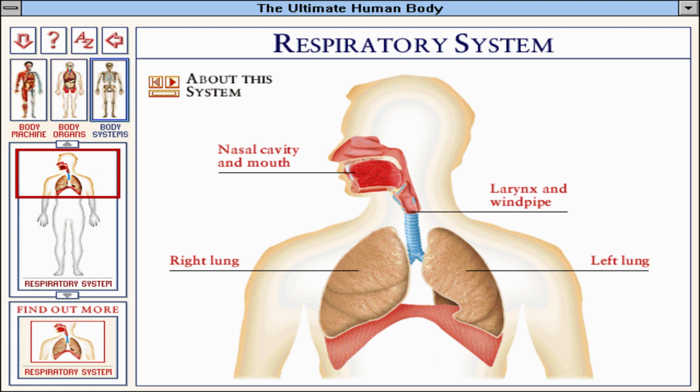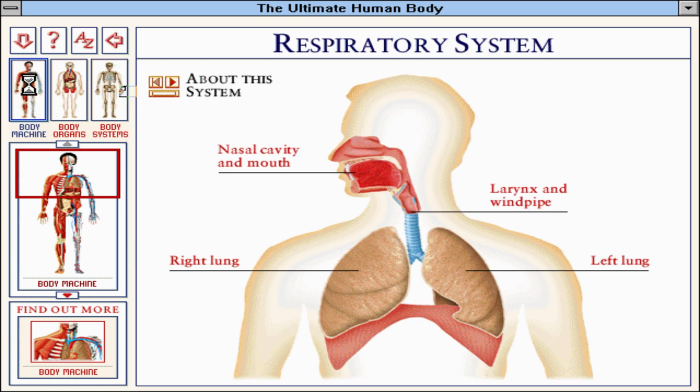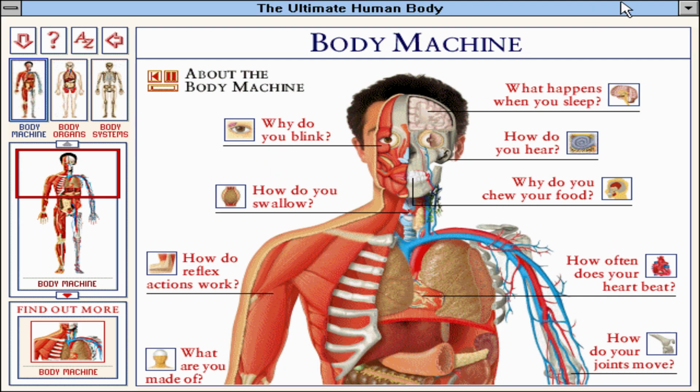Body systems. Click on the body machine figure.